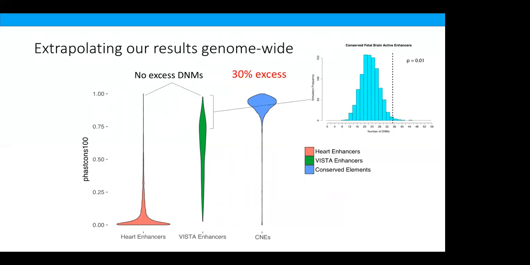So basically the picture that's emerging from this data is that regulatory elements that are highly evolutionarily conserved and active in the fetal brain do contribute to developmental disorders. And what we'd like to do is use the evolutionary constraint as a predictor to extrapolate this excess we see genome-wide.